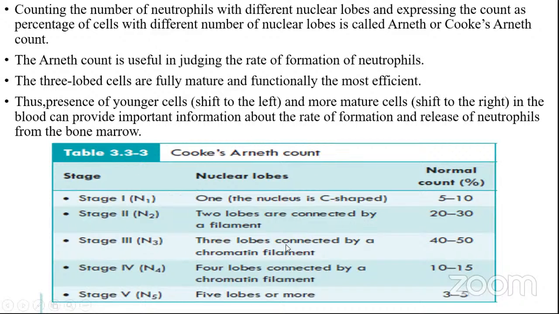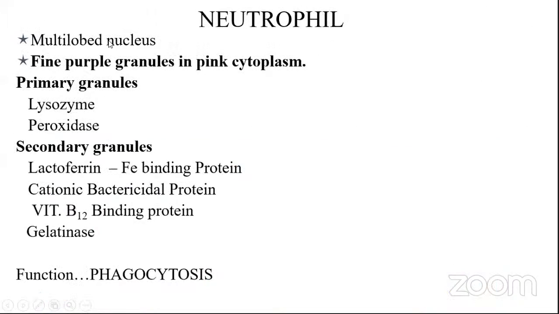Just remember there is something called the Arneth count. Stage 3 has the highest percentage, 40 to 50, and they are fully mature and functionally most efficient. This is how the Arneth count is done. As I told, neutrophils have a multi-lobed nucleus. They contain fine purple granules. Remember, sometimes these words can be asked as a one-liner. The granules present in neutrophils are fine granules, and they are purple.